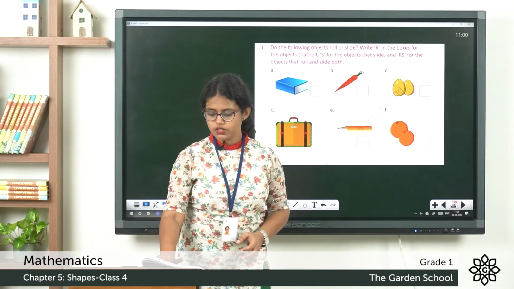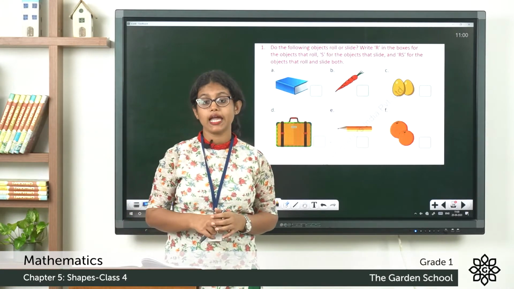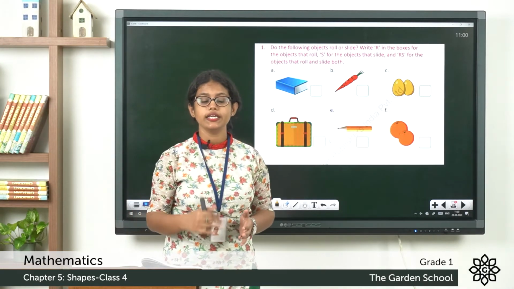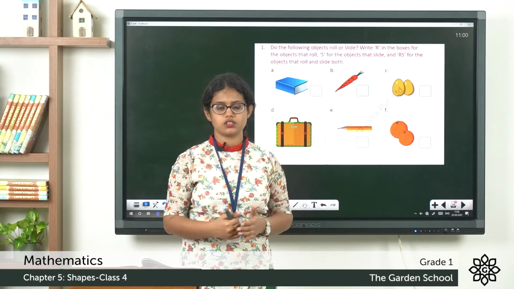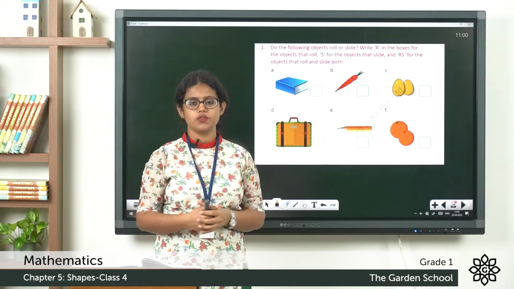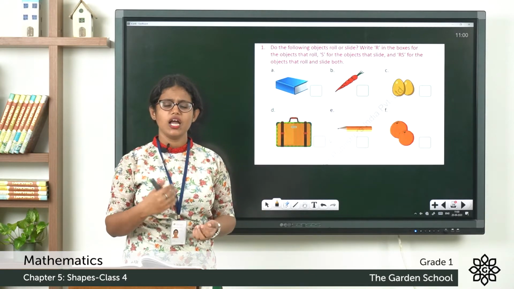On page number 77, there is a question on rolling and sliding. Give two examples for rolling and sliding. We learnt which objects can roll and which objects can slide. So you can write two examples for things which can roll and which can slide.